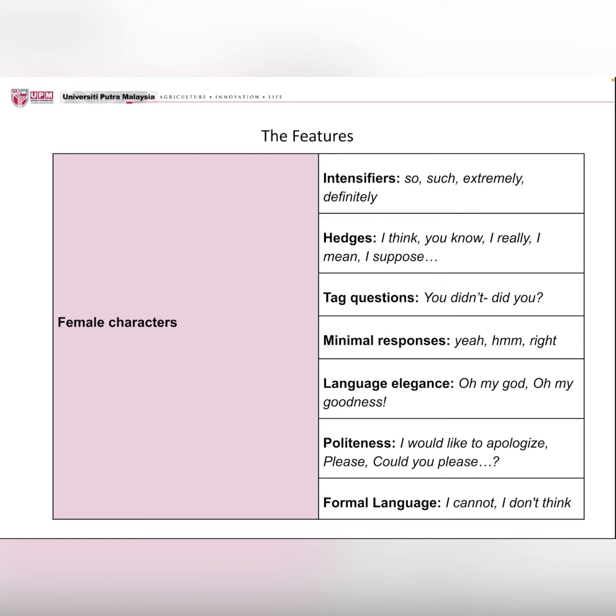Third, tag questions. You didn't, did you? Fourth, minimal responses. Yeah, right. But it does mean something, to highlight or to explain the following statements in their conversation. The fifth is language elegance. Oh my god, oh my goodness. The next is politeness. I would like to apologize. Please, could you please? Last is formal language. I don't think, in my personal opinion.